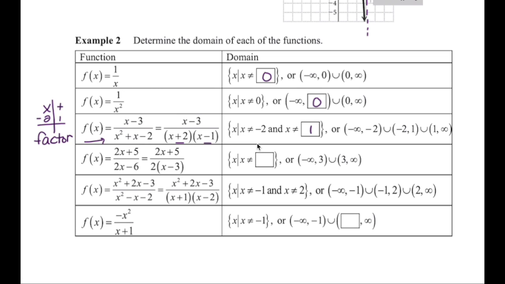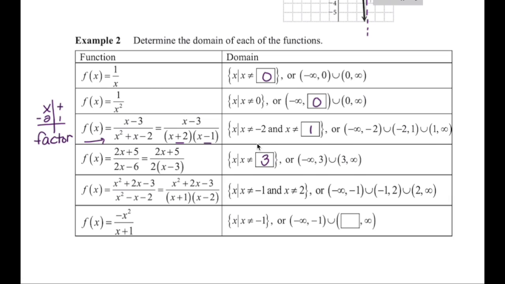2x plus 5 over 2x minus 6, I'm going to factor the denominator. They both have a 2 in common, so I'm going to factor out the GCF of 2. When I solve x minus 3 for 0, x cannot be 3. Or from negative infinity to 3 union 3 to infinity.